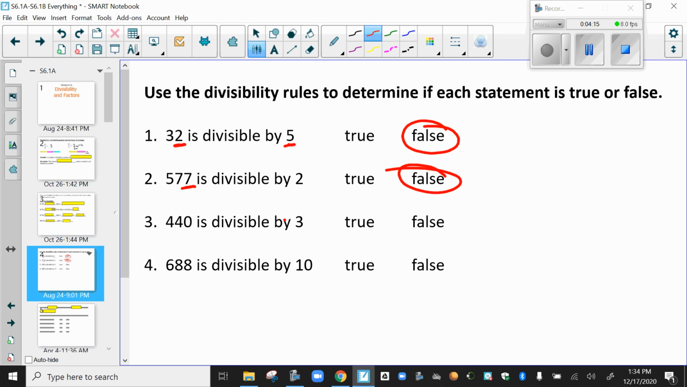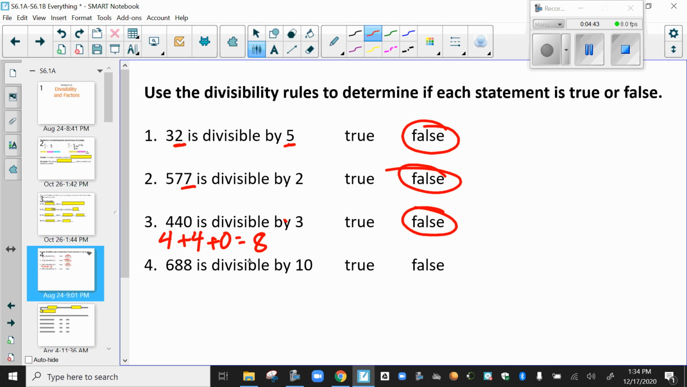3. 440 is divisible by 3. Well, here's how you do that. You're going to do 4 plus 4 plus 0. What's 4 plus 4 plus 0? Well, that's 8. 8 has to be divisible by 3. Or another way to think of it is it could be 3, 6, or 9. Those could be your options. 8 is not 3, 6, or 9. It's not divisible by 3, so it is false.